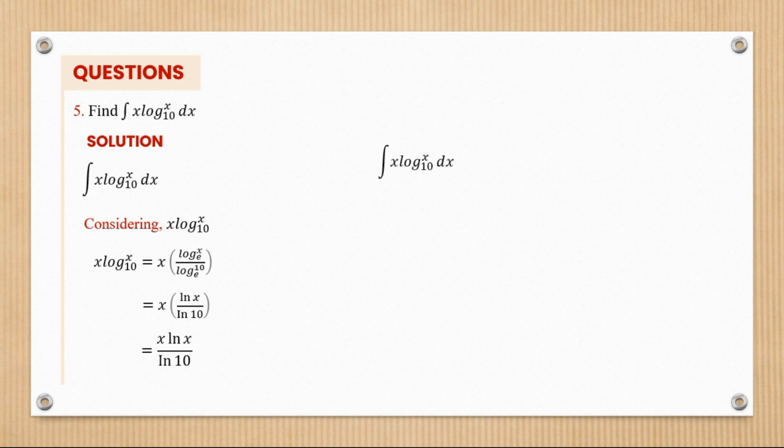So the integral of x log x base 10 dx shall be equal to the integral of x ln x over ln 10 dx. But we can already see that 1 over ln 10 is a constant, so you can pull that out of the integral, and in the integral we'll be left with x ln x dx. Alright, so now we're going to apply integration by parts for this integral.